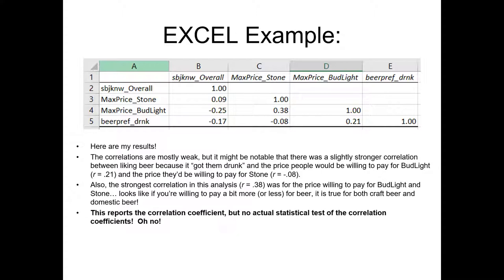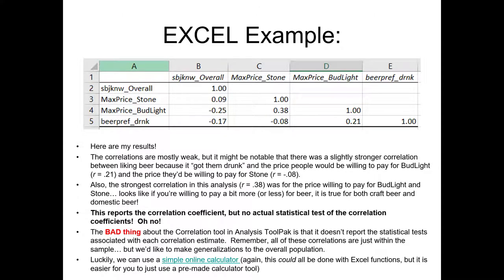Ooh, there's one major limitation to this correlation matrix. This is reporting the correlation coefficients, but there are no actual statistical tests associated with these coefficients. That's a pretty big problem. Unfortunately, the Data Analysis ToolPak simply doesn't report the statistical tests of these correlation coefficients. Luckily, simple online calculators can be used to derive the results of these tests. We're going to set that up in the next few slides and then execute that game plan.